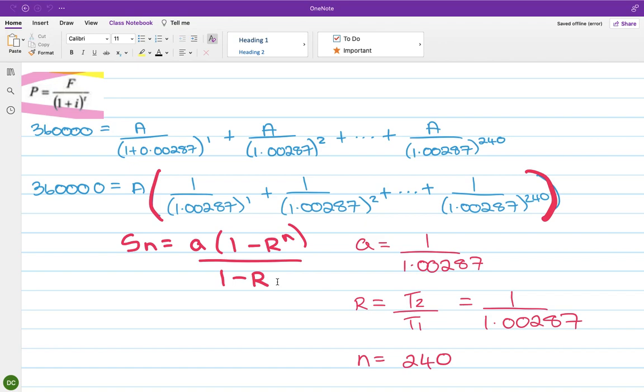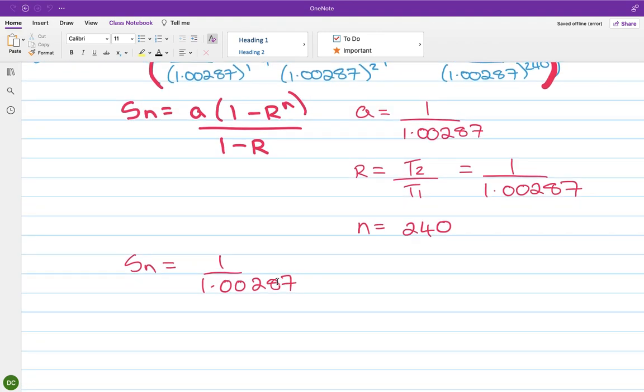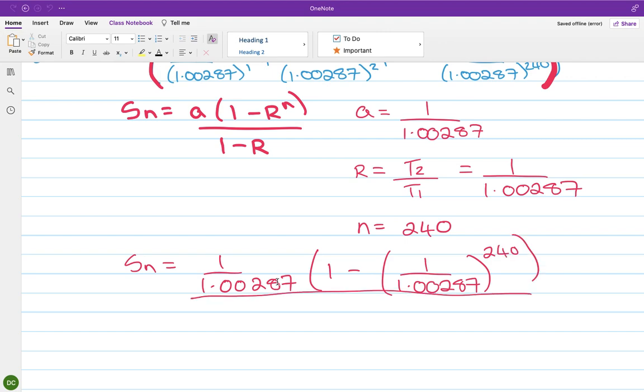We go again. So I can sub all that in, and I get 1 over 1.00287 times 1 minus 1 over 1.00287 to the power of 240, all over 1 minus 1 over 1.00287.